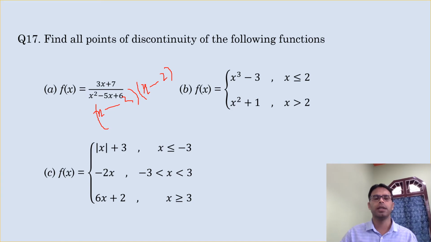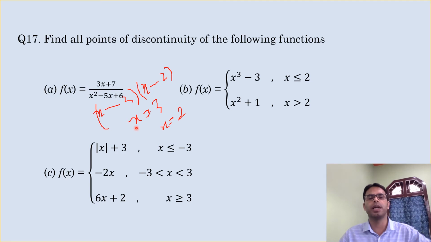And see here the denominator will be 0 when we take x is equal to 3 and when we take x is equal to 2. In these two cases the denominator of the function is 0, and that is why the function will be undefined at the point x is equal to 3 and x is equal to 2. So the function will be discontinuous at x is equal to 3 and x is equal to 2.